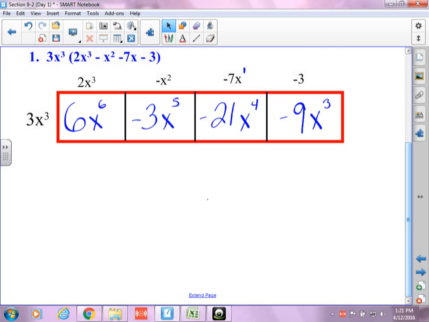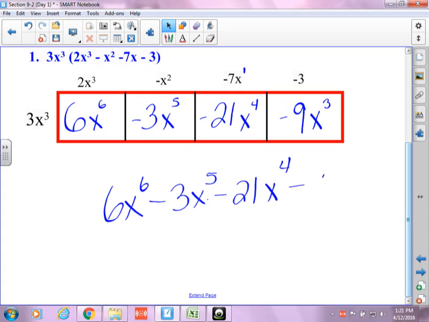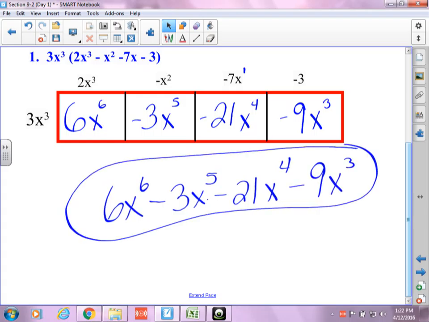Now when you do these methods, you'll notice the answer's in the box, but I want you to actually pull out the answer. So you're going to rewrite it as 6x to the 6th, minus 3x to the 5th, minus 21x to the 4th, minus 9x to the 3rd. You do plus a negative or minus, they're the same thing. Okay, and that's your answer, and you're done.